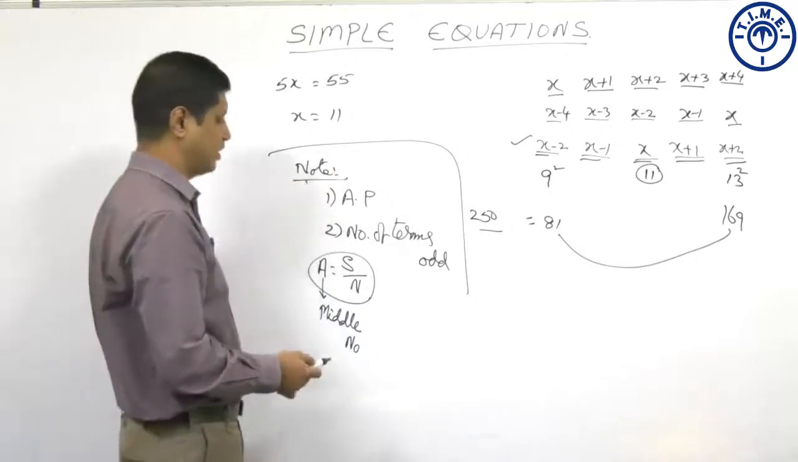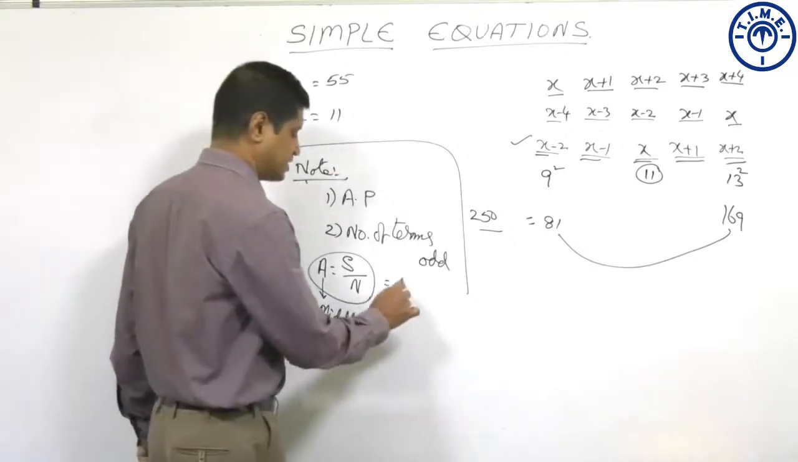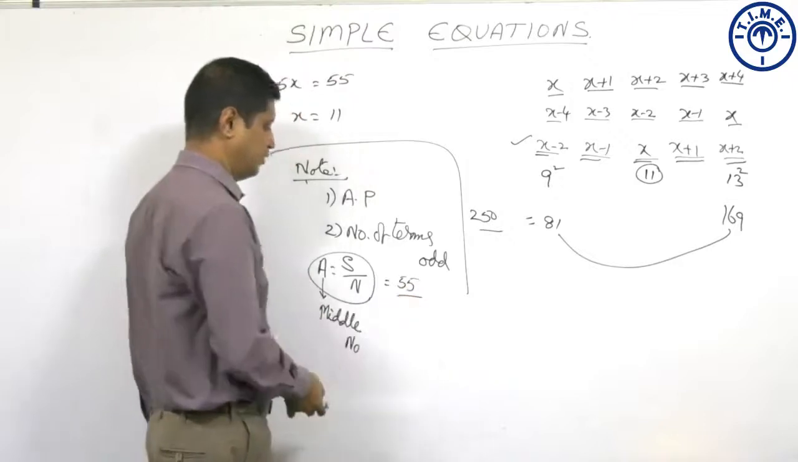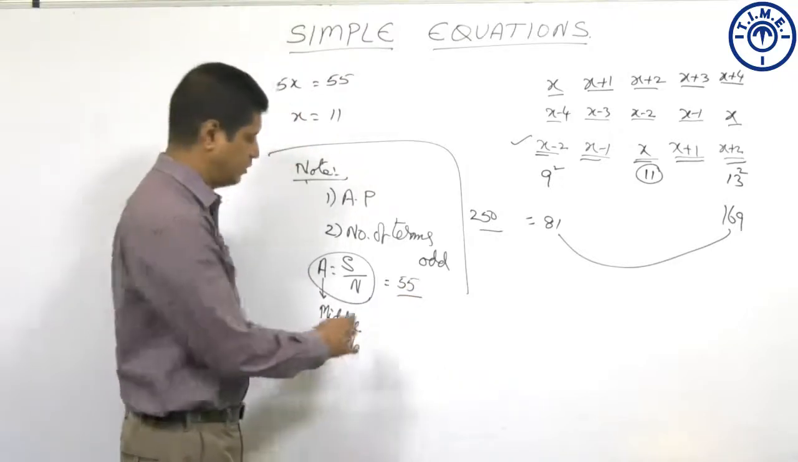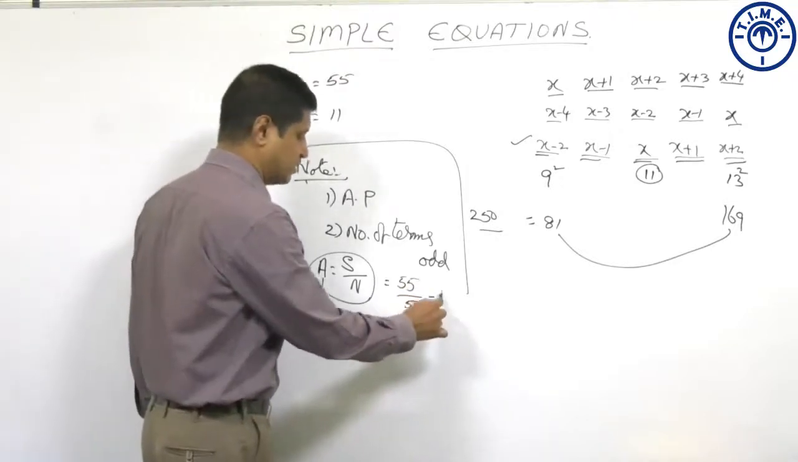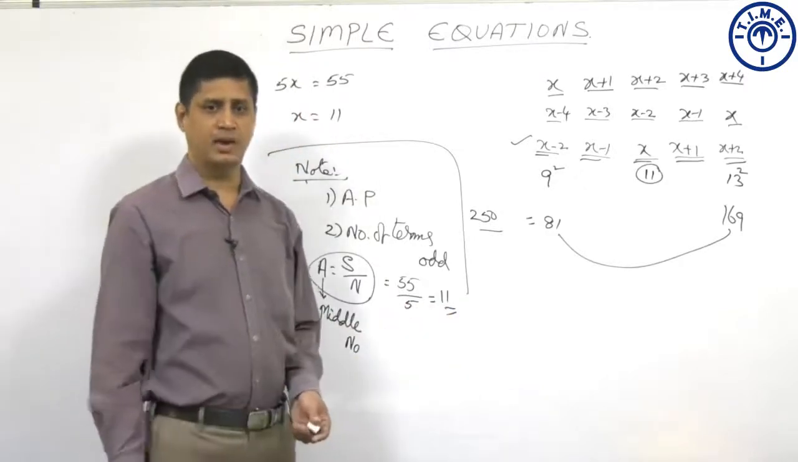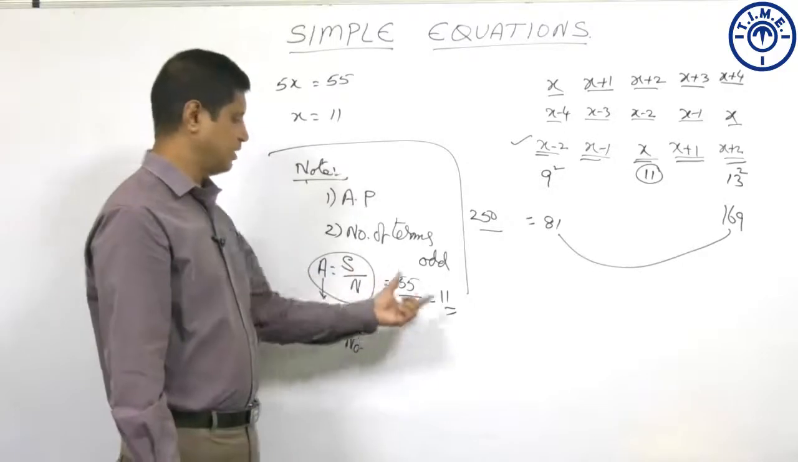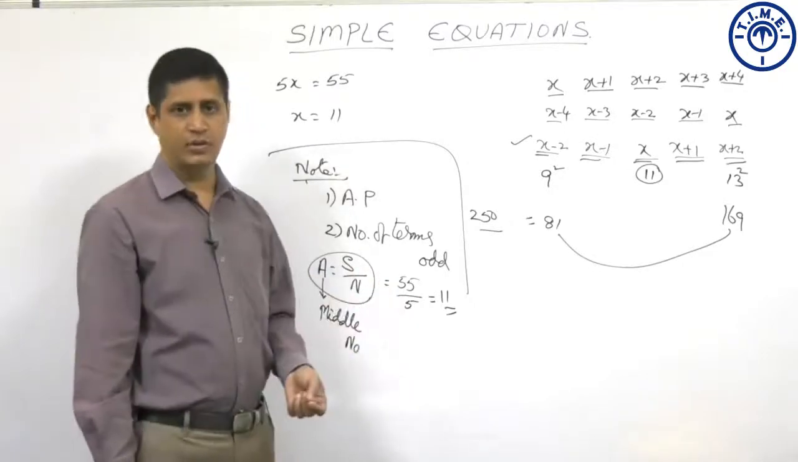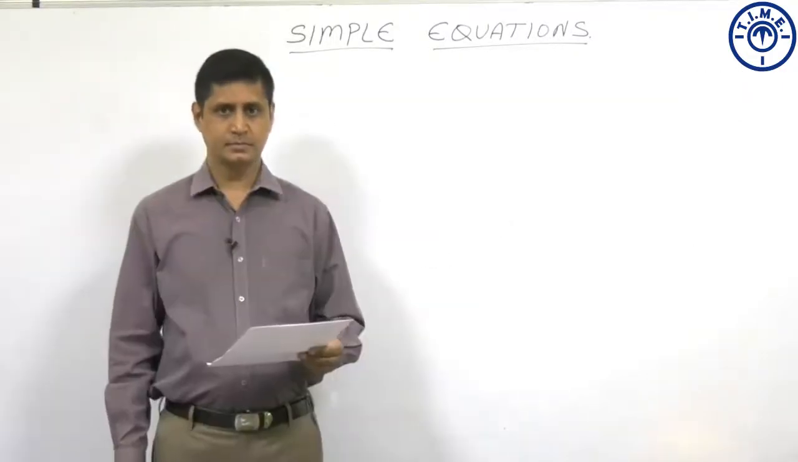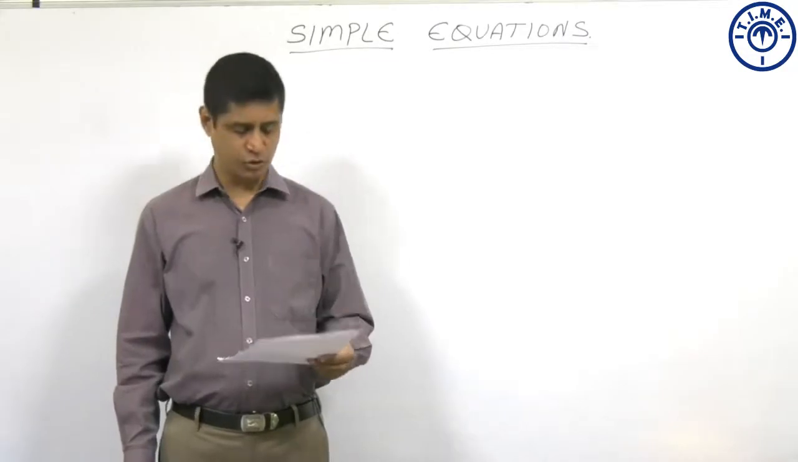Now in this example, what is given? 55 is the sum, and the number of terms is 5. So divide by 5, which results in the middle value. Means without using a pen and paper, we can find the middle number by using the average formula. Now look at the next question.